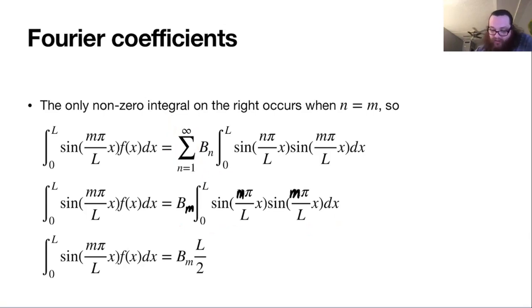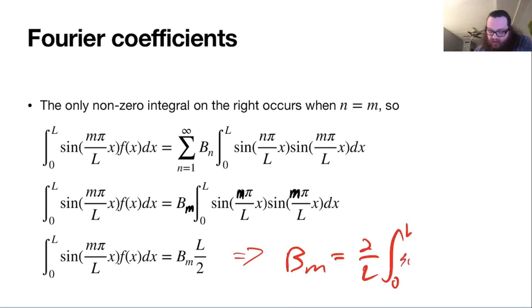Okay. And we know what this integral is, right? This integral is exactly L over 2. And so in this way, we've figured out what this constant b sub m is. Dividing by L over 2, which is the same as multiplying by 2 over L, this tells us that b sub m is equal to 2 over L integral from 0 to L of sine(m pi over L x) f of x dx.